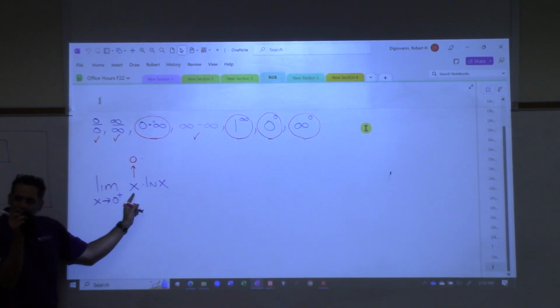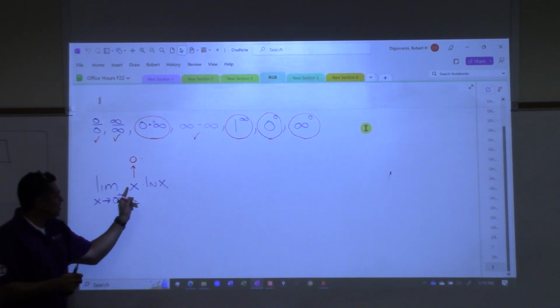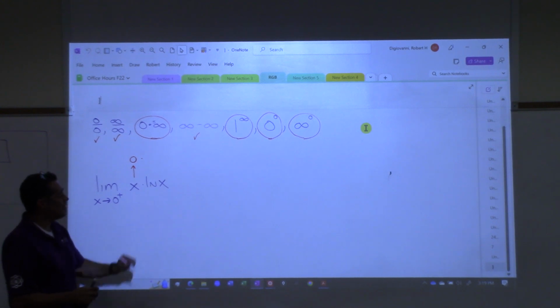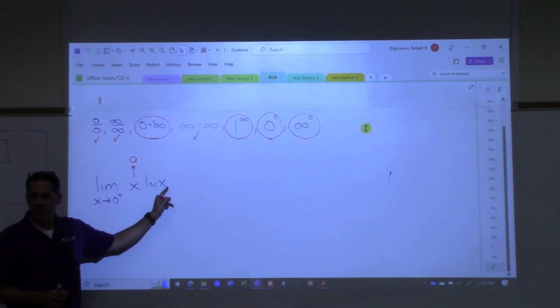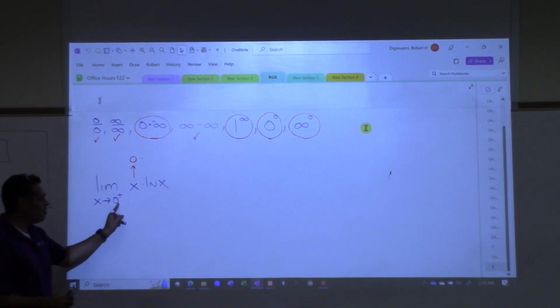No, I'm just telling you that it's getting really, really small. So you have this tiny, tiny number, 0.0000001 or something. You've got this tiny number, and then you're multiplying it times natural log of 0. But you can't plug 0 into natural log, can you? But we can approach 0 from the right.